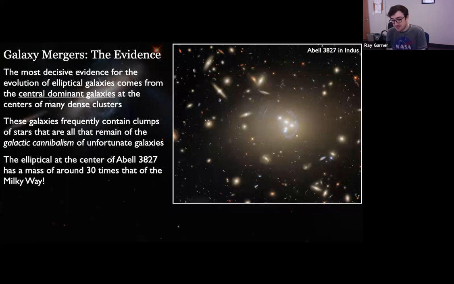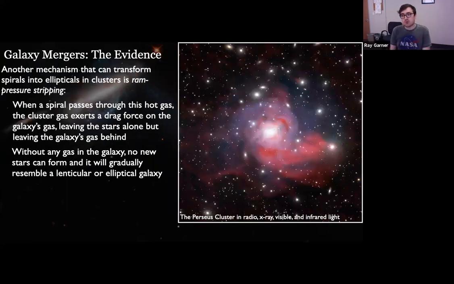Another mechanism that can turn spirals into ellipticals is gas removal. The technical name for this is ram pressure stripping. So, for example, all galaxy clusters contain a lot of really hot ionized gas. And so when a spiral, say from the outside of the cluster, comes in its normal orbit towards the center, it will pass through all this hot gas. And that hot cluster gas will exert a drag force, some friction on the galaxy's gas, leaving the stars alone, but actually removing the gas, leaving it behind.